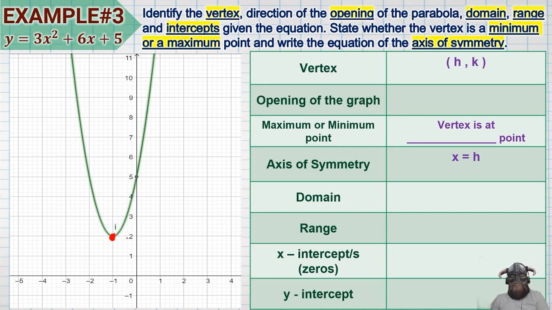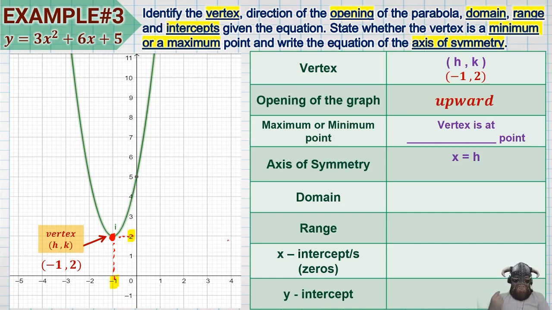So, ito yon. Our x value is -1 and our y value, yan, pag pinag-connect mo yan, no? Yan, x is -1 and y value is +2. Therefore, our vertex will be -1, +2. So, our h, k or vertex is -1, +2. Opening of the graph, it will always open upward, as you can see. Now, since it is opening upward, is it on the maximum or on the minimum? The vertex is at the minimum point, kasi nasa pinakamababa ang point niya.